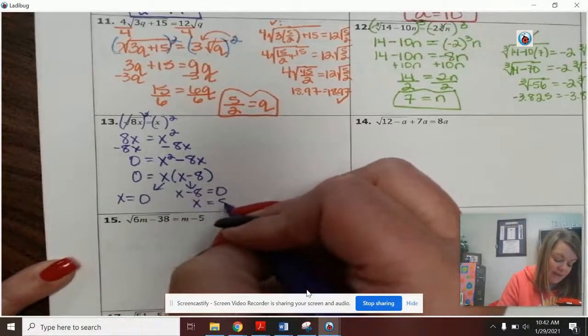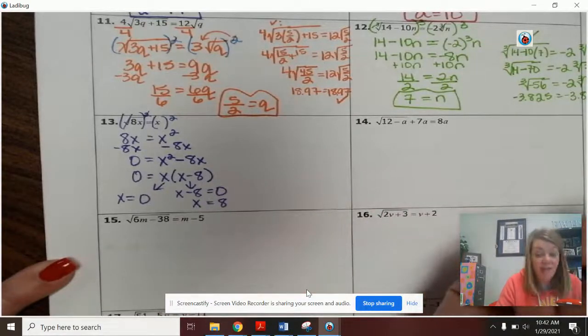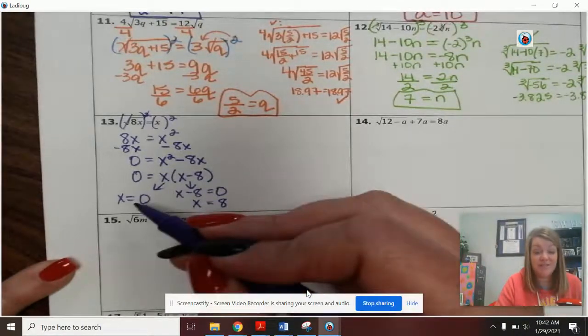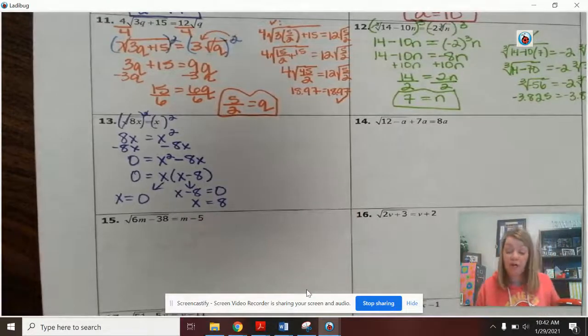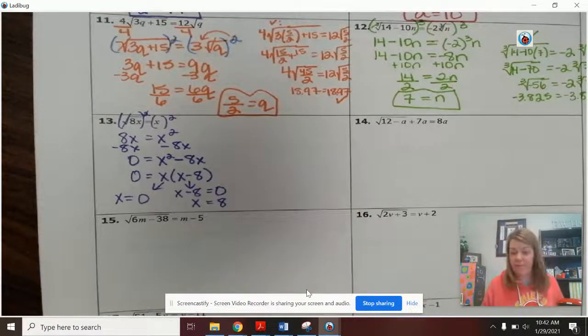So x equals 8. So now I just have to do a quick check on both of my answers, because I got 2 answers and one might work, or they both might work, or neither might work. I don't know what the deal is here.